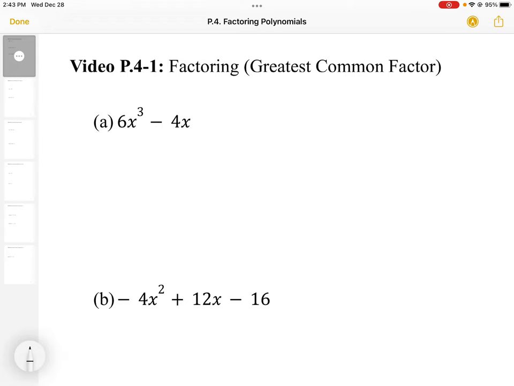So in this case, example A, we have 6x cubed minus 4x. Both of these terms are divisible by 2, right? 6 is divisible by 2 and 4 is divisible by 2. There's no greater number that both 6 and 4 are divisible by. And their variables, they both have an x. So we have x cubed and we have an x. So that means both of these terms are divisible by 2x.